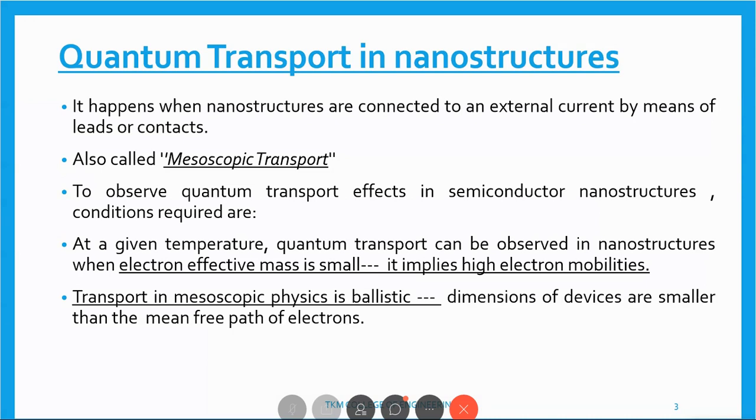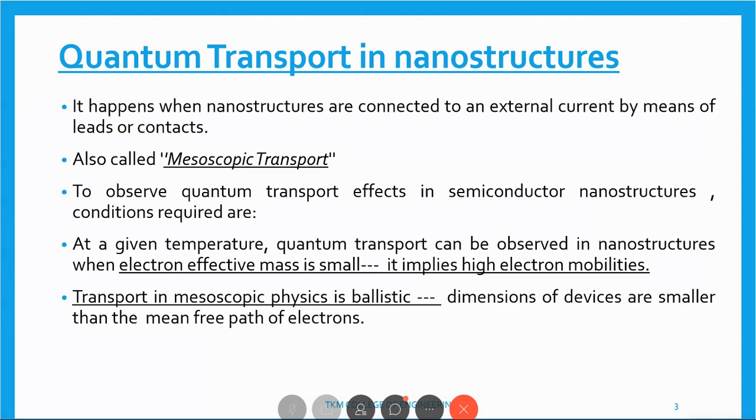So the transport in mesoscopic physics is ballistic. What I was discussing is, what is meant by mean free path? Mean free path, tau, refers to the average length that an electron can travel freely before having a collision, and that collision could damage its momentum.